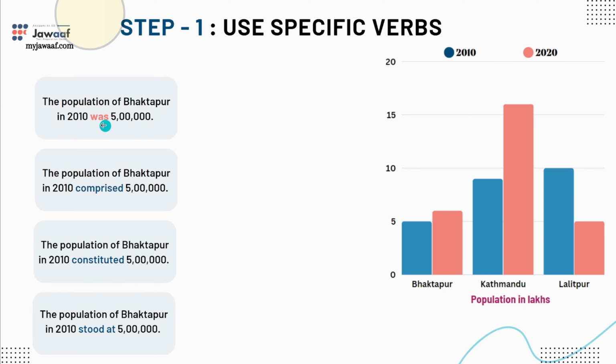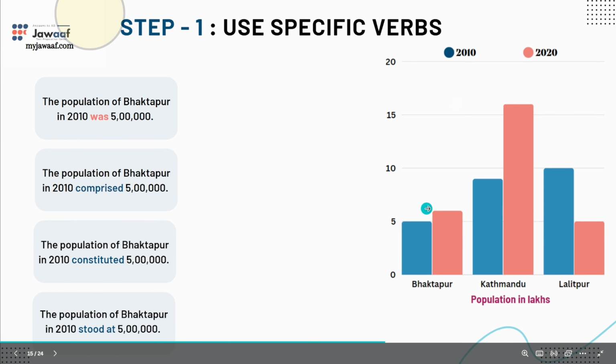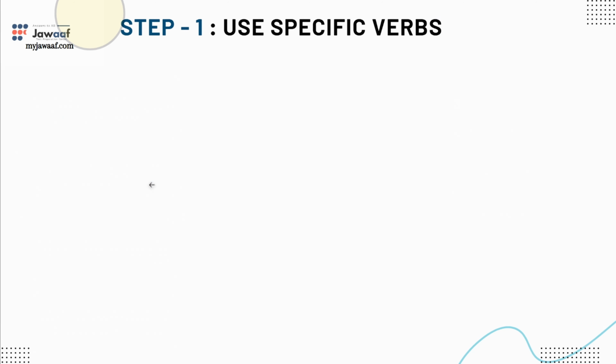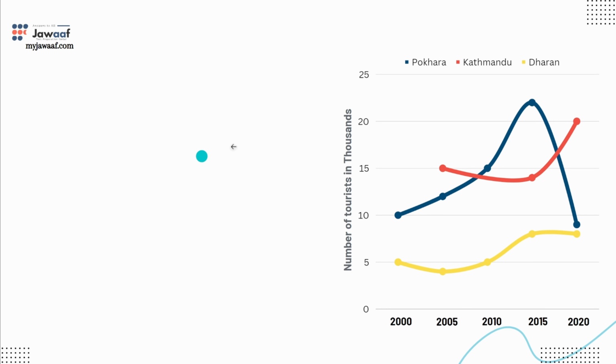So you can simply switch these words with these ones, and stood at has one exception: you can only use stood at when you talk about the initial point. For example, while talking about this blue line, this is the initial point because it's about 2010 and 2020. In Kathmandu, this blue line is the initial point, and in Lalitpur, this 10 lakhs is the initial point. So while talking about the initial data only you can use stood at, but comprised and constituted can be used anywhere. Now let's see the same thing in another line graph.